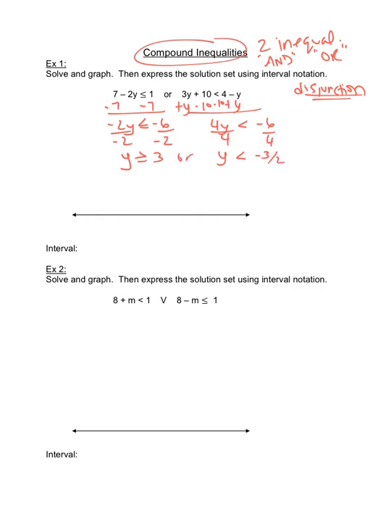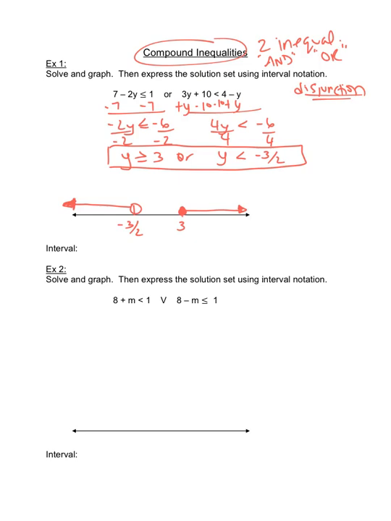So this inequality represents my solution set. y is a number that's greater than or equal to 3, so that's here to the right of 3, or equal to 3, or less than negative 3 over 2. And I only need to see those two numbers on the number line. And you'll notice that the graph of it, the shading goes in opposite directions. And the word or is important because you're saying that y is a number either in the set on the left or the set on the right that you see.